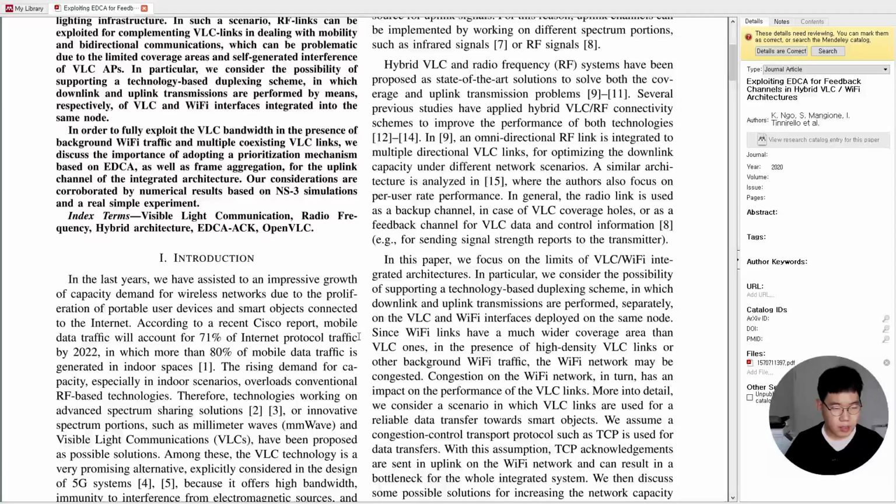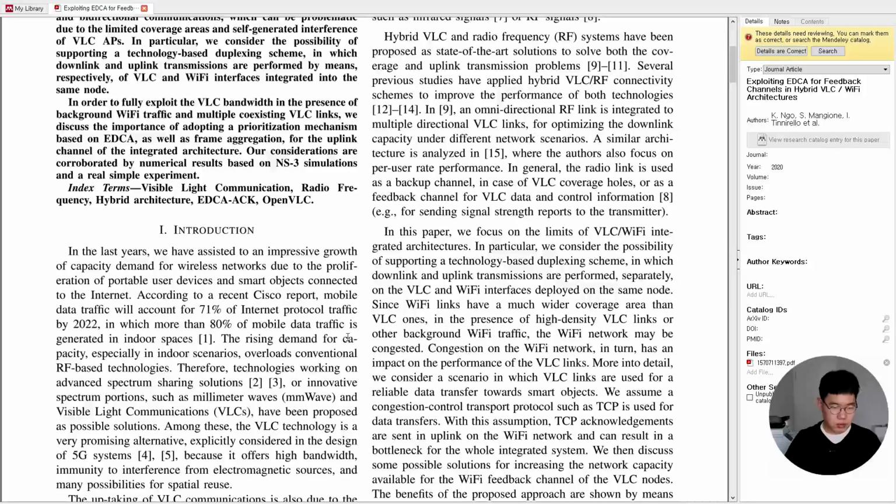conventional RF-based technologies. Therefore, technologies working on advanced spectrum sharing solutions [2], [3], or innovative spectrum portions such as millimeter waves, and visible light communications (VLC) have been proposed as solutions. Among these, VLC technology is a very promising alternative, explicitly considered in the design of 5G systems [4] and [5], because it offers a high bandwidth, immunity to interference from electromagnetic sources, and many possible uses.